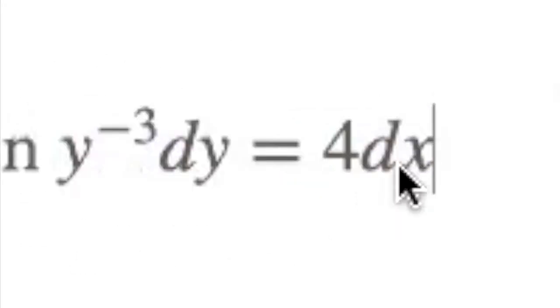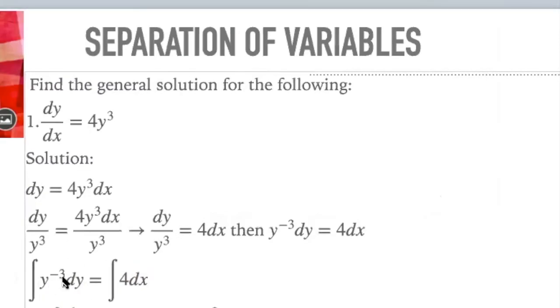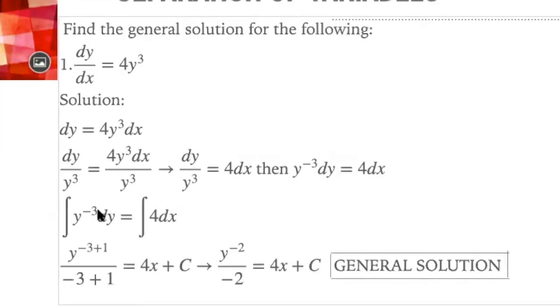Now we can go ahead and integrate this. Integrating y to the negative 3 dy with respect to y, we add a 1, so minus 3 plus 1 over minus 3 plus 1. We're integrating the 4 with respect to x, it becomes 4x plus c. So minus 3 plus 1, that's negative 2. Then we have the 4x plus c, and this represents our general solution.